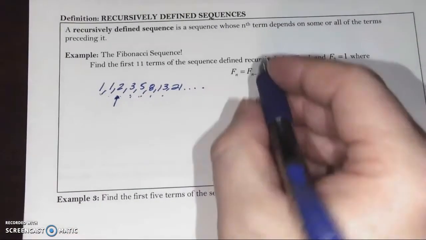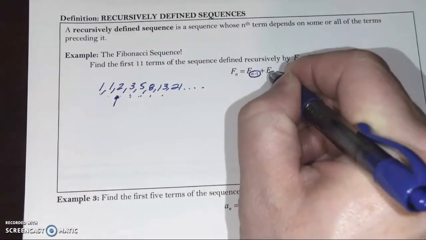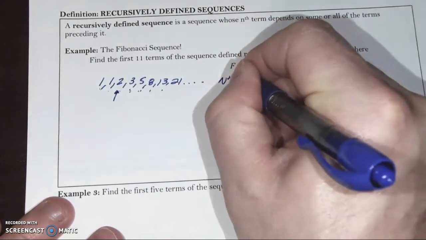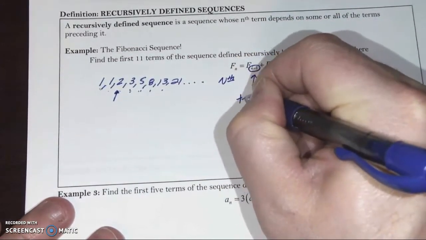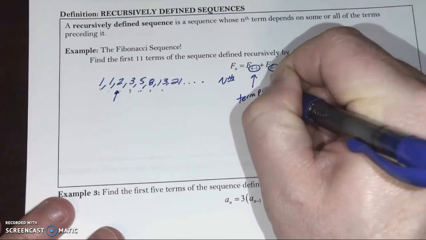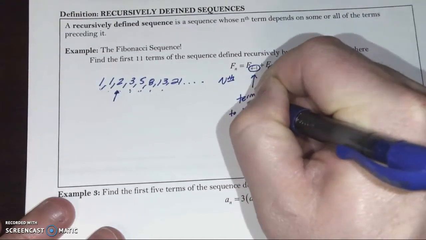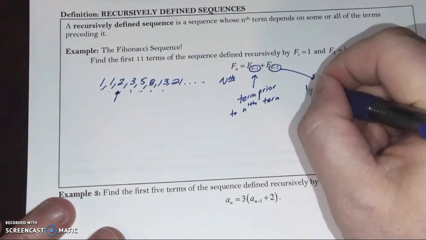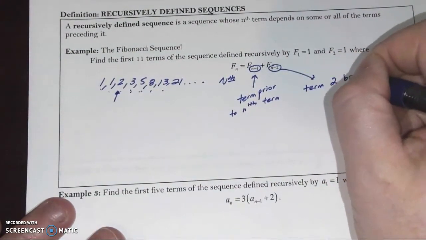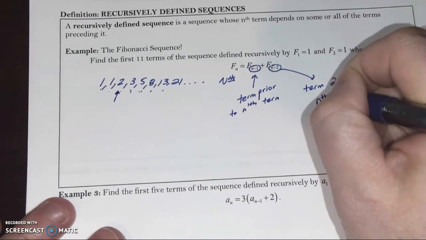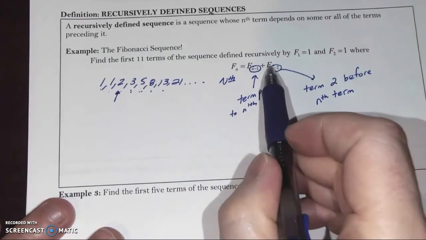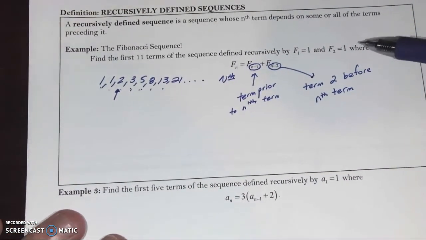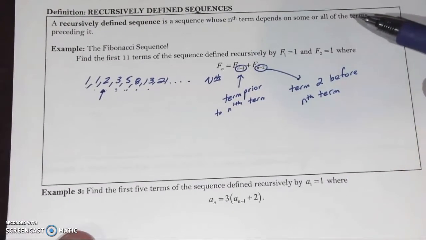Okay? And that's where these n minus 1, n minus 2 subscripts come into play. So this means the nth term. This means the term prior to the nth term. And this one means the term 2 before the nth term. And if we had an a of n minus 3, it would be the one 3 before it. And obviously, we have to give you some information to deal with a recursive function.